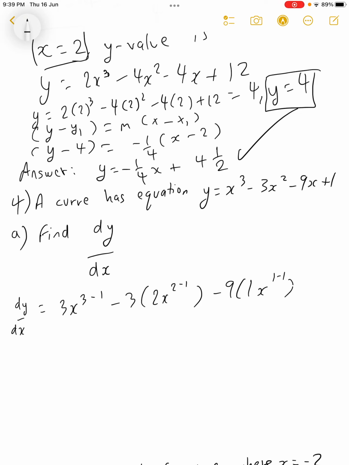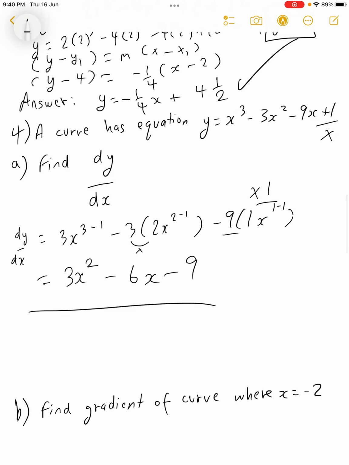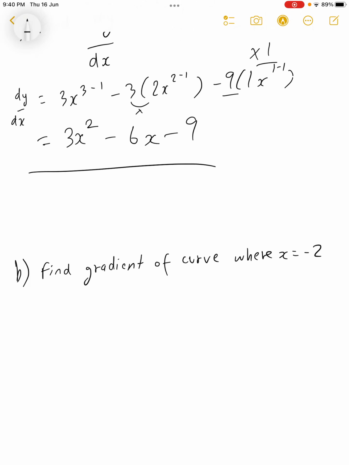You have 1x to the power 1 minus 1. Constants have 0 gradient, so you're not going to take that value. You have 3x squared minus 3 times 2 is 6x, and minus 9 times 1, that's minus 9. This should be your dy/dx equation. Step 1 is to multiply by the power, step 2 is to take 1 off the power, and the constant terms have 0 gradient. So you're going to leave it as 3x squared minus 6x minus 9.